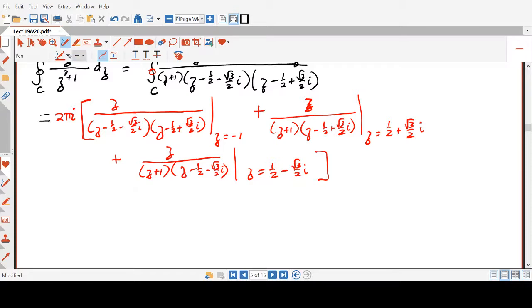You should substitute, but not compute it, because it's not tedious to substitute. 2 pi i times, so first you put z equals minus 1, so you put minus 1 there, then you put minus 1 here. Minus 1 minus half is minus 3 over 2. Where am I? No, I missed something out. Minus 3 over 2 minus root 3 over 2i, and when I plug in minus 1 here, it's minus 3 over 2 plus root 3 over 2i.